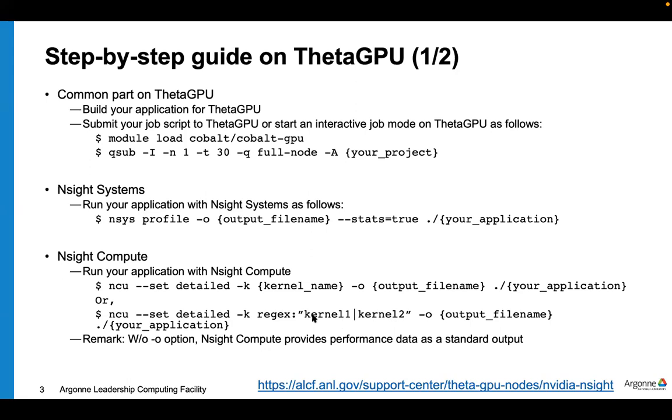So in my demo later, I will have the triad kernel and the add kernel from the stream benchmarks. In this case, I needed to add the triad and then the add. And then you can put the output file name, and you can collect the kernel profiling data for those specific kernels, right? So in this command line, if you don't put the -o option, Nsight Compute provides performance data as the standard output.